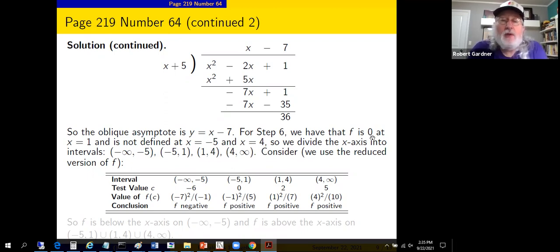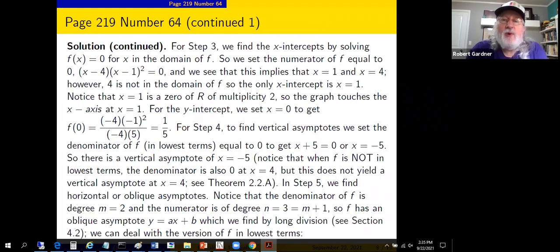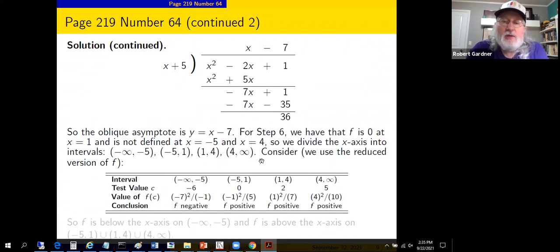I missed 1. The function is 0 at 1. Let me go back, and it's hard with these slides to keep up with everything. We had the function has an x-intercept when x equals 1. At 1, we had the numerator as 0. Here's the numerator. Yeah, at 1, we had the numerator as 0. This is where we talked about it touching.